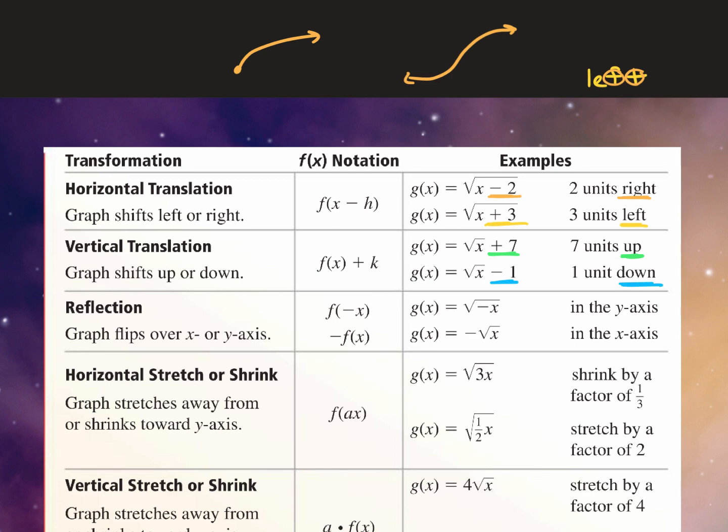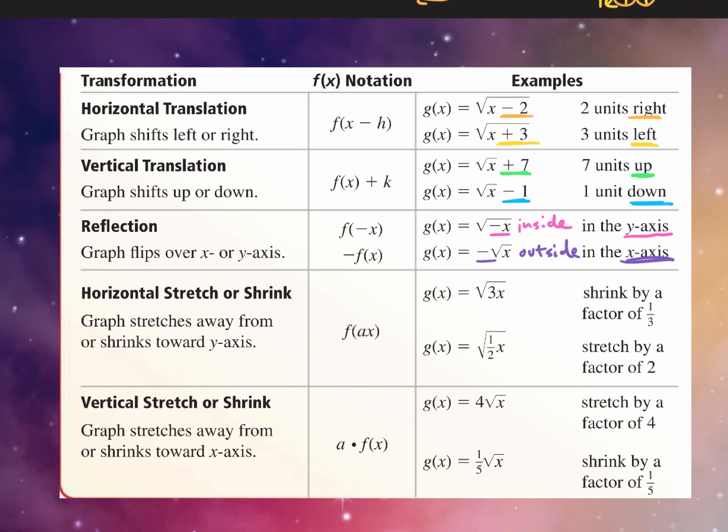And then if you multiply by a negative, you have a reflection either on the x or the y. So if it's on the inside, it's on the y-axis. And if it's on the outside, it's on the x-axis. Remember, you want to keep your x's outside of the house. So if it's happening on the outside, it's reflection on the x-axis.